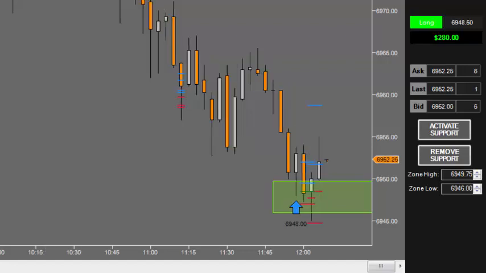So far, 3 different zones. We've had 1 entry off of the first zone, 2 entries off of the second zone, and now the market's moving away. And so I can actually just go ahead and remove support. And it's obviously still managing the trade that we're in, but we're not going to look at this zone again at this point. And this is someone else's zones.